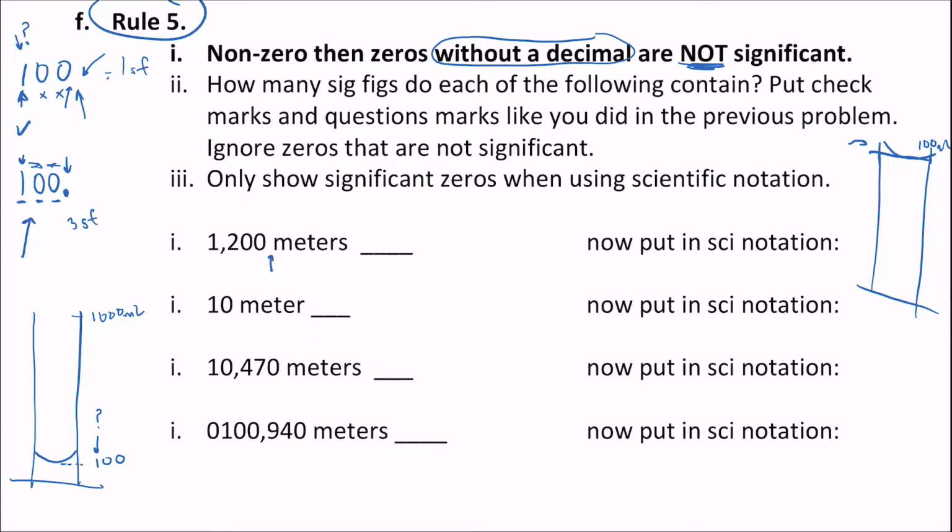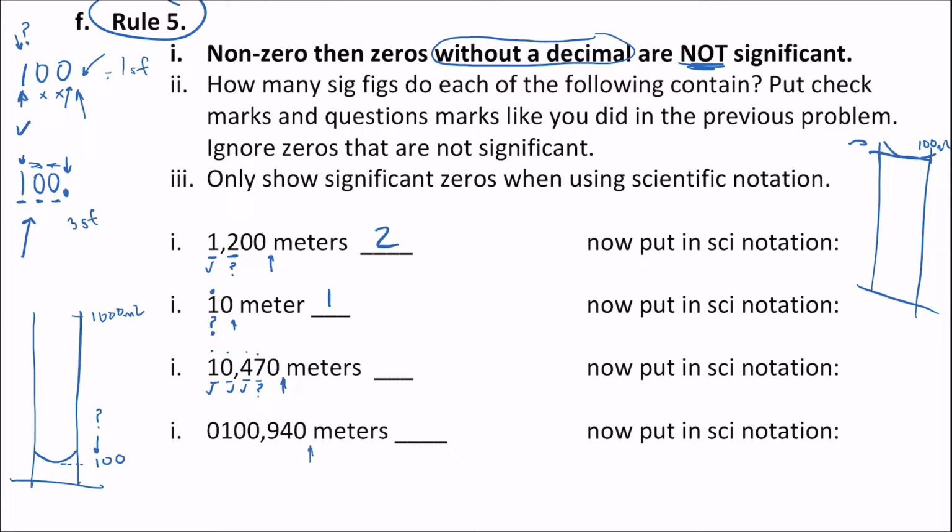So back to rule 5. There's no decimals shown here, so then the zeros on the right will not count. 1,200, that counts. That's our guess. So this has 2 sig figs. The 1, it's a non-zero, so that's significant, but the 0 here is not. So this only has 1 sig fig. The 1, the 0, the 4, and the 7, they are all significant. These are known. This is our guess.